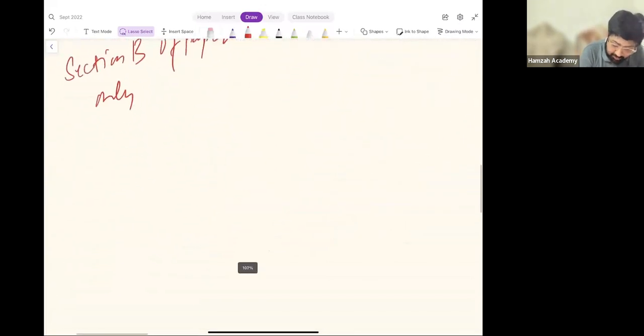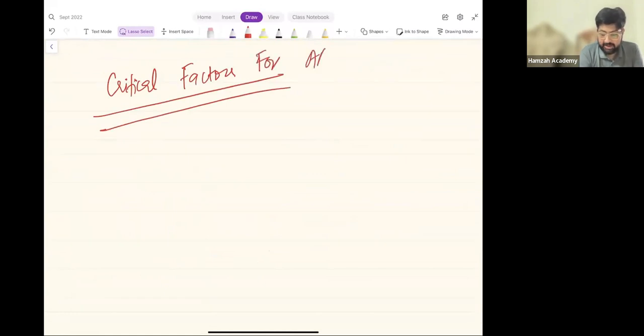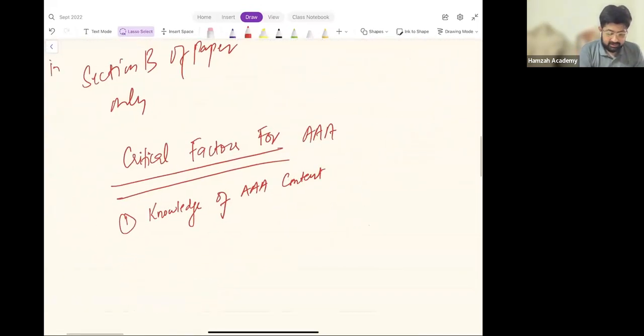The point is how to pass the paper. Critical factors for AAA. What they are, we will talk about it. The first factor, stepwise I will move: knowledge of AAA content, which I have talked about. In other words, conceptual knowledge.